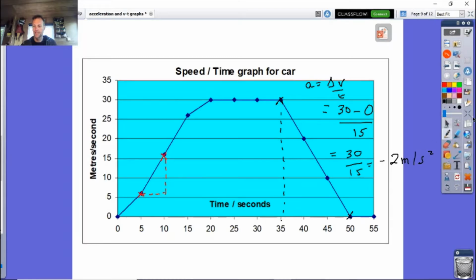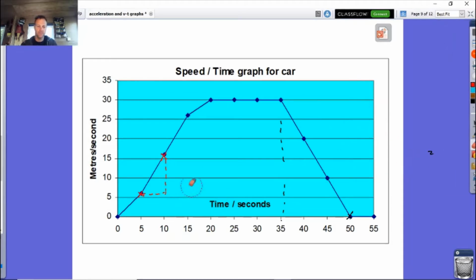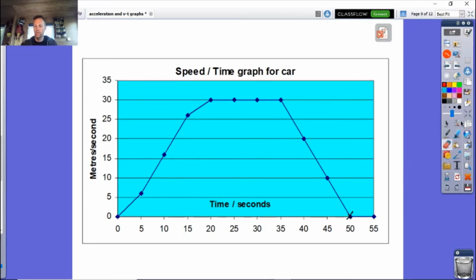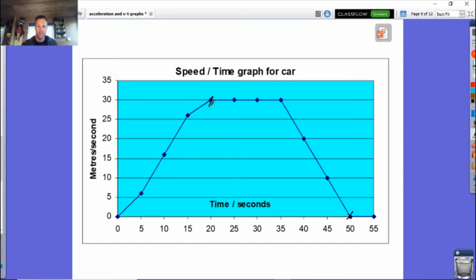Okay, nice and easy. Now, the next bit, which you'll find in your book as well, that you have to do, is also you can find the distance traveled. Now, the distance traveled is dead easy, and it really makes sense. All it is going to be is the area underneath the graph. So say, for example, I want the distance traveled, and I'm going here from 20 seconds to 35 seconds, and I want to know the distance traveled. What you do is simply the area under the graph.